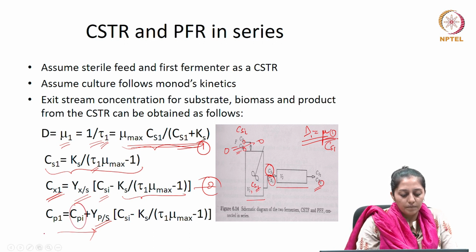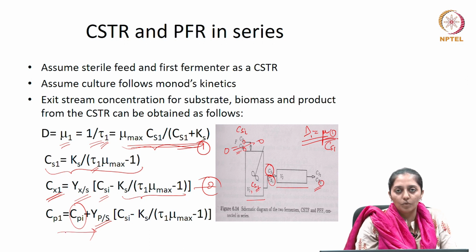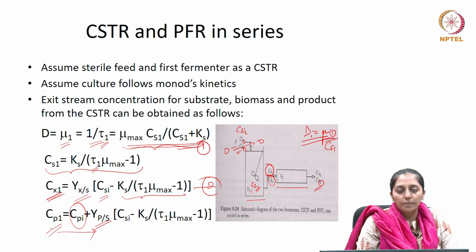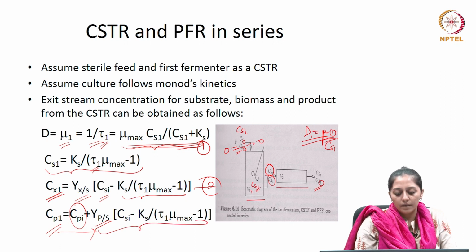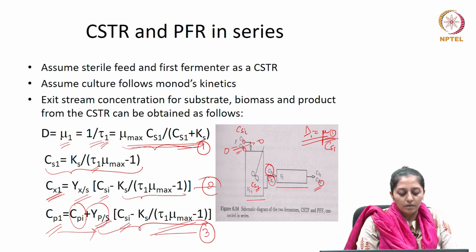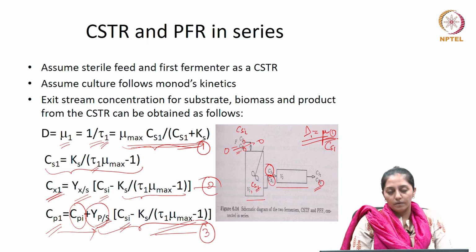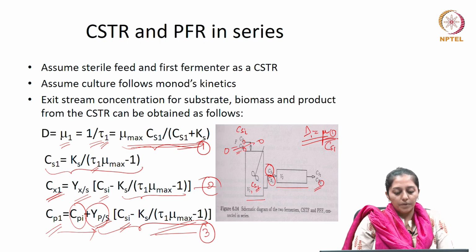Assuming the initial product is already there, which has been represented as CP0, which you can also assume as 0, then the outgoing product concentration, or the product concentration in the outlet stream, can again in a similar manner be represented as shown in equation 3 as a function of the inlet substrate concentration, the outlet substrate concentration, and the yield coefficient of product with respect to substrate consumed.